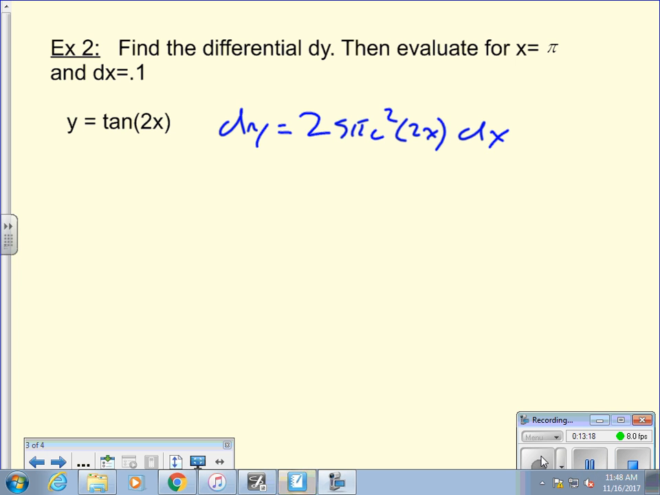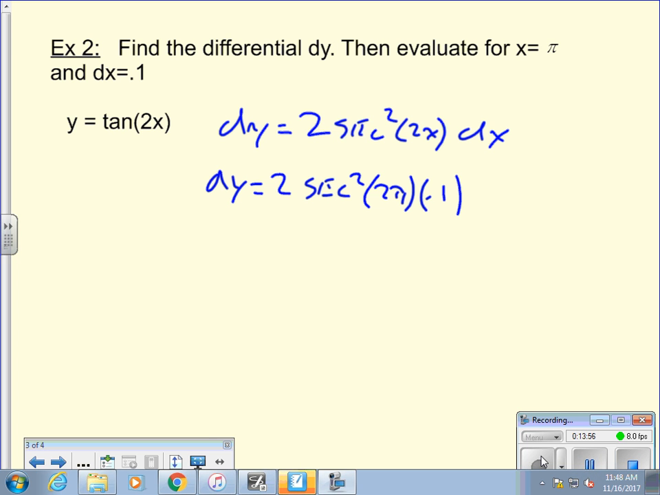Okay, chain rule problem. Now I need to find dy using pi for x and 0.1 for dx. dy equals 2 times secant squared of 2 pi times 0.1. Okay, secant is 1 over the cosine. Cosine of 2 pi is 1. Yes. 1 over 1 is 1. 1 over 1 squared is 1. 2 times 1 is 2.